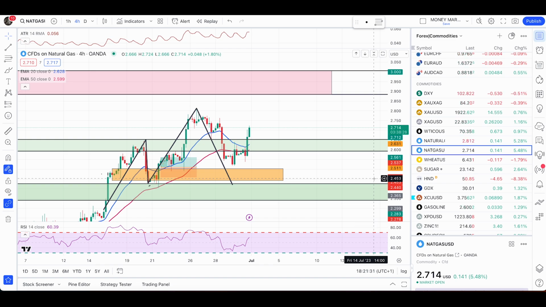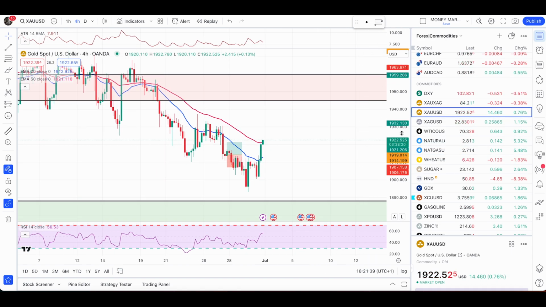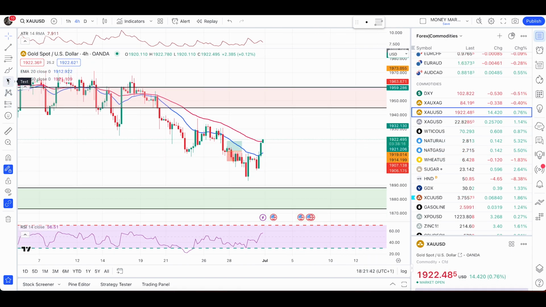Once we have a confirmation, we are good to go long or short. Right here we have gold. So gold is still in a downtrend, and I still did not enter any trades yet. But for now, price just broke above 50 EMA. That doesn't mean it is bullish.